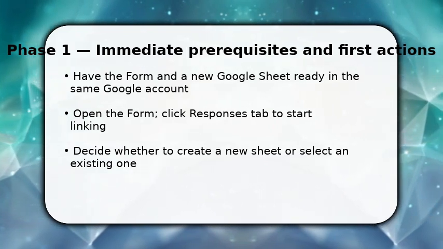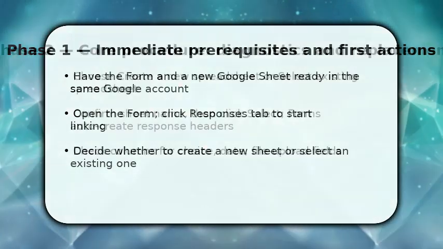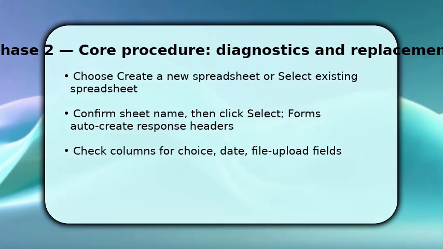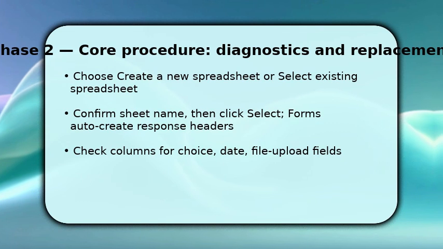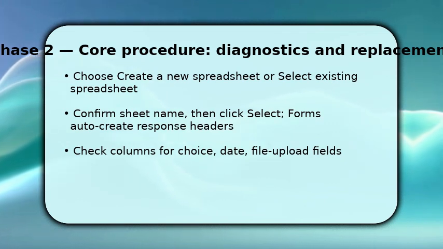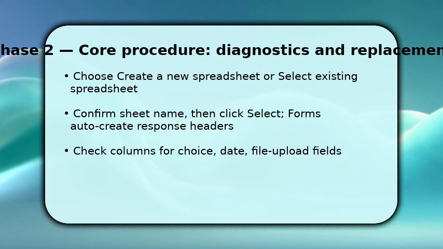Once you click the Sheets icon, choose Create a new spreadsheet or select Existing spreadsheet. This decides where headers appear. After you confirm the sheet name, click Select. Google Forms will auto-create response headers that match questions, and that's why choosing the right sheet matters.